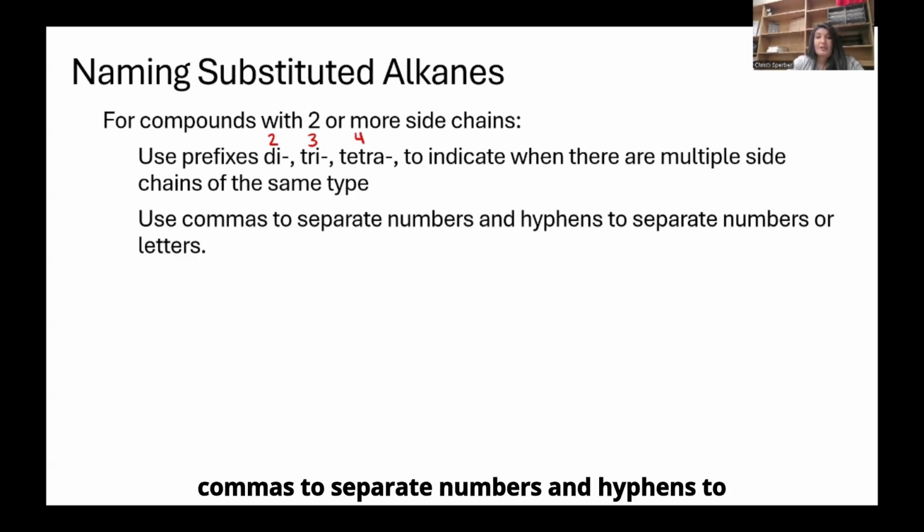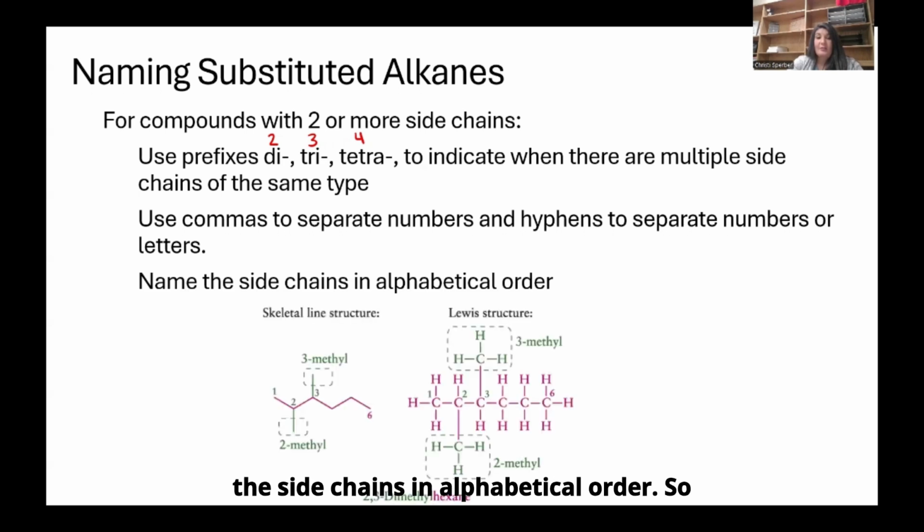You use commas to separate numbers and hyphens to separate numbers or letters, and you name the side chains in alphabetical order. So you can see here that we have a 6-carbon chain, which is a hexane. And we have 2 methyl groups, 1 on carbon 2 and 1 on carbon 3. So 2 of the same group is equal to di. We're going to put a 2, comma 3. So the 2 methyl groups are on carbon 2 and 3. We put dimethyl, so 2 methyls, and then the parent chain name is hexane.